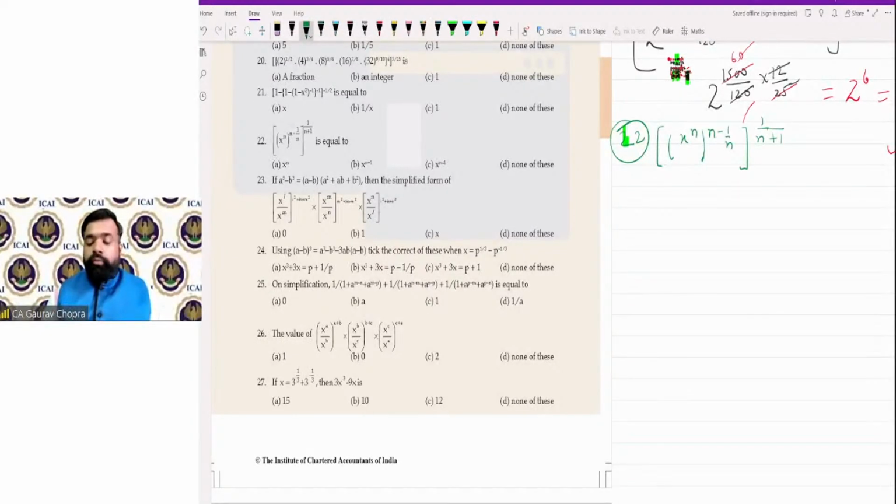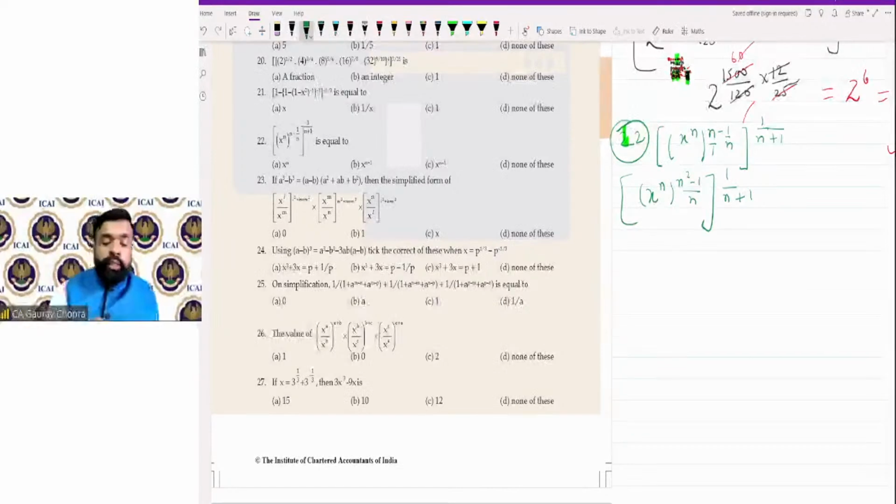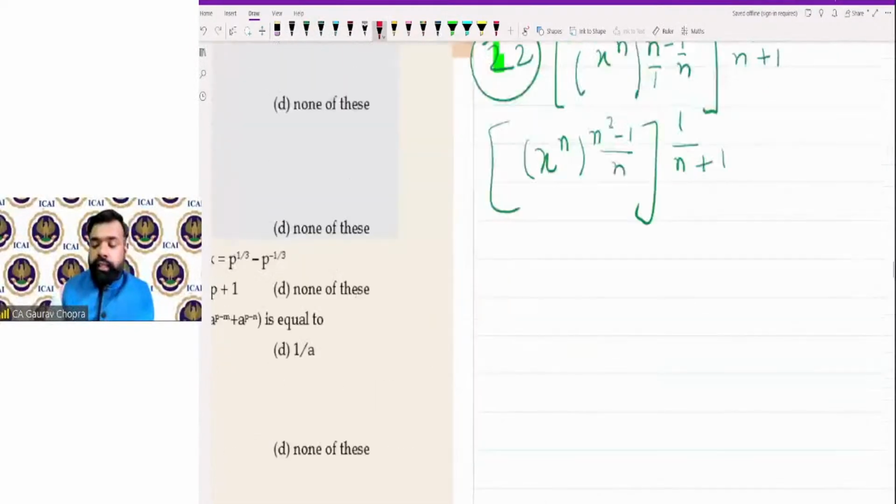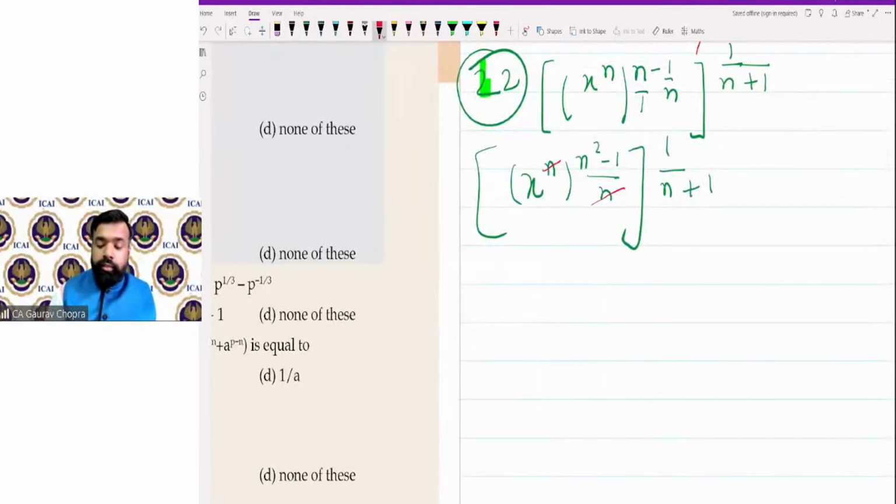Now what we have to do? Simplify this. So x to the power of n bracket, take the LCM. It will become n square minus 1 upon n, n square minus 1 upon n, and then whole bracket 1 upon n plus 1. Now you can see that n and n will get cancelled. These two n will get cancelled. So what is left? x to the power of n square minus 1.